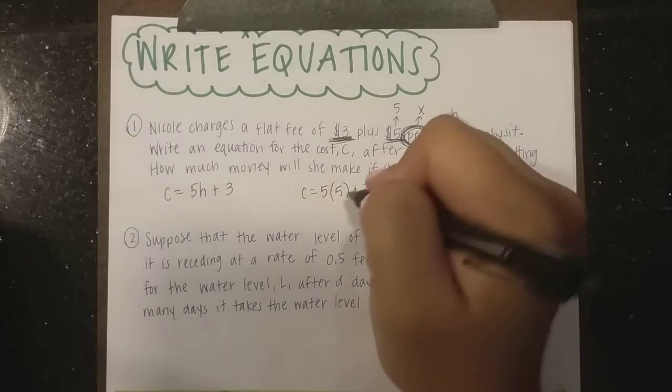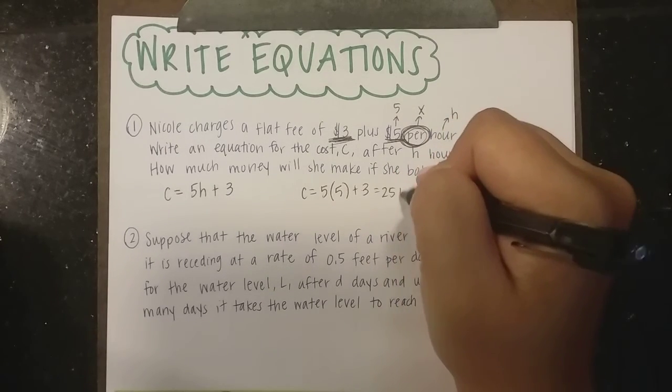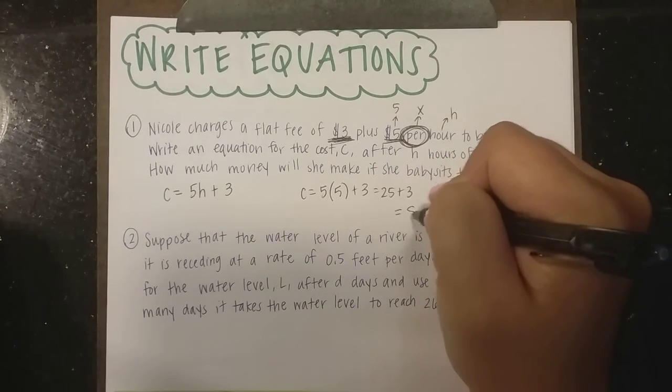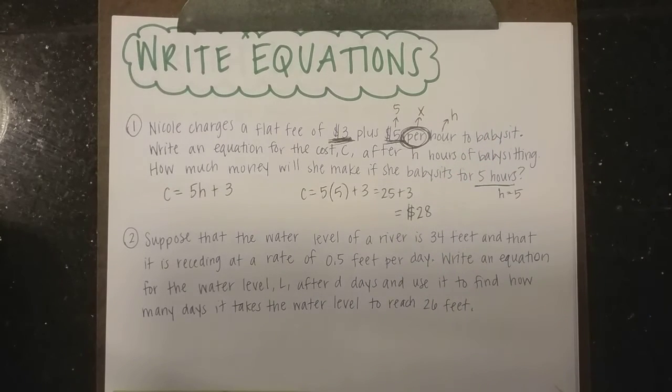Okay, 5 times 5 is 25. And then 25 plus 3 says that she's going to make $28 for babysitting for 5 hours.